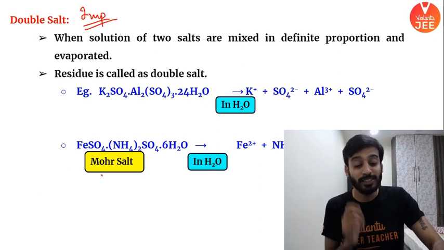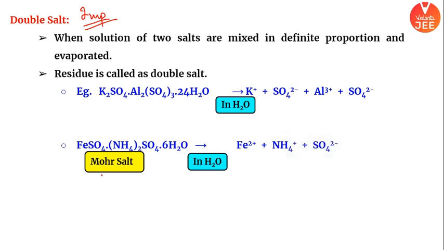All right. Now, what is the property of this double salt? Pay full attention. When you take this double salt and dissolve it in water, beta, it will be ionized 100%. It will start giving you all the ions which are there. For example, when I dissolve potash alum, let me just write it. This is called potash alum.